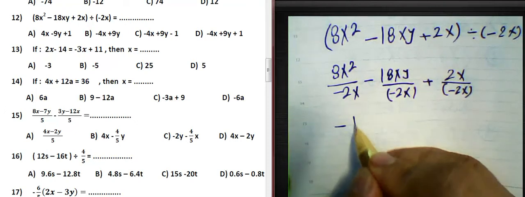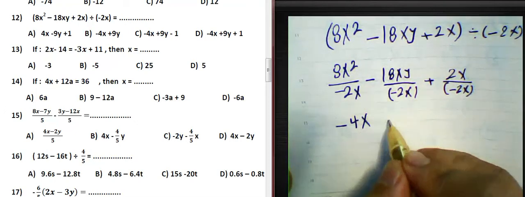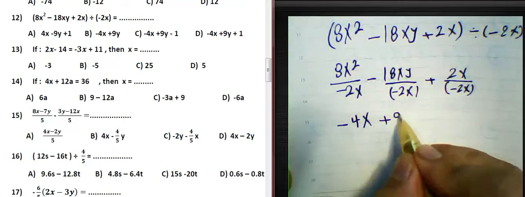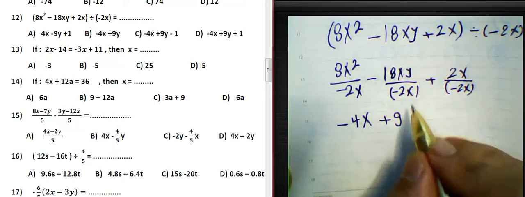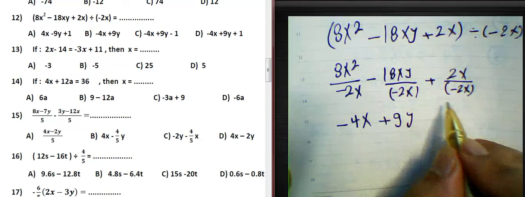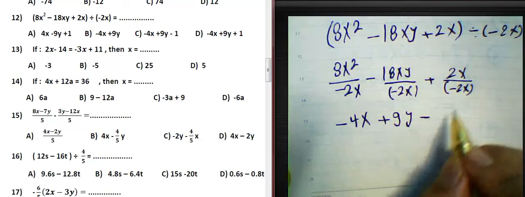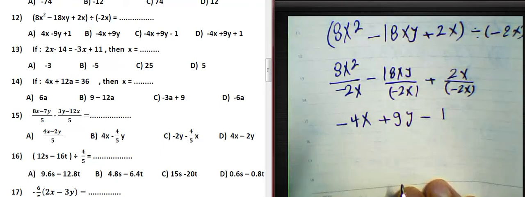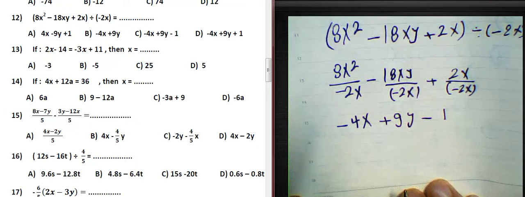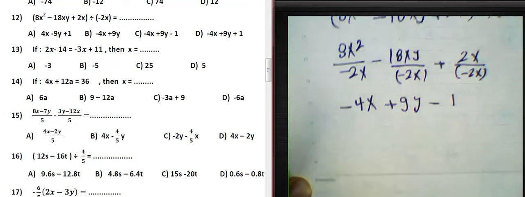8 divided by 2 equals 4, x power 2 divided by x equals x. Negative divided by negative equals positive. 18 divided by 2 equals 9, x divided by x equals 1, and y divided by 1 equals y. Positive divided by negative equals negative. 2x over 2x equals 1, so the result will be negative 4x plus 9y minus 1.